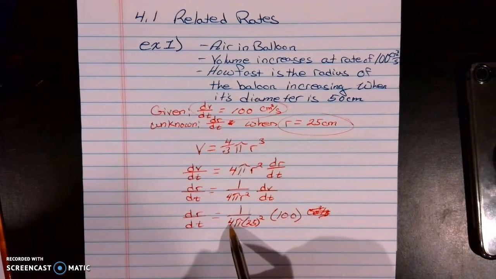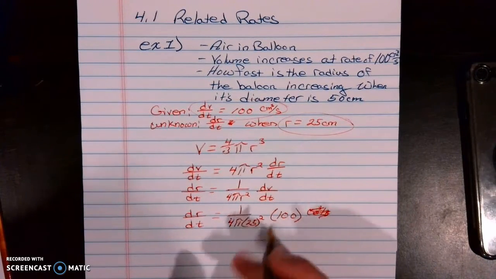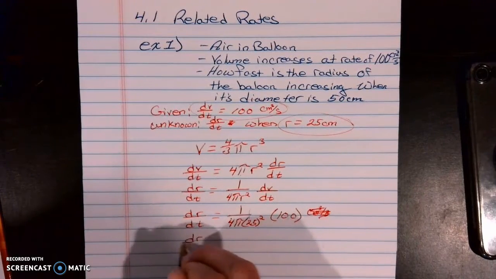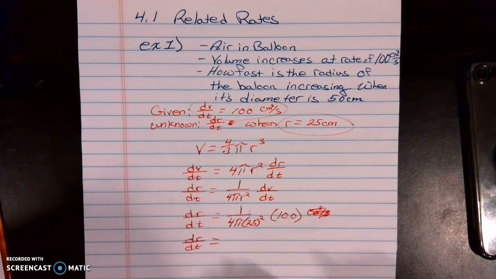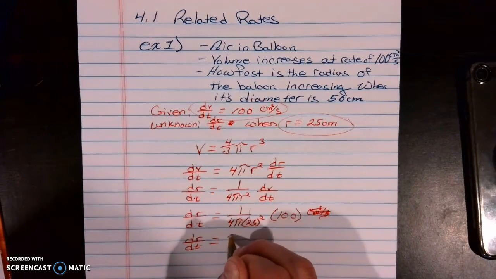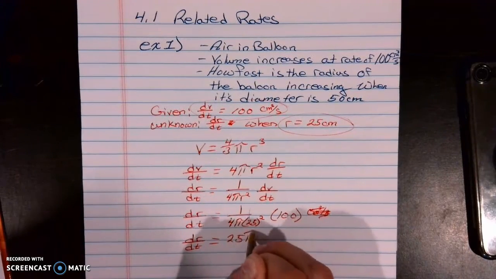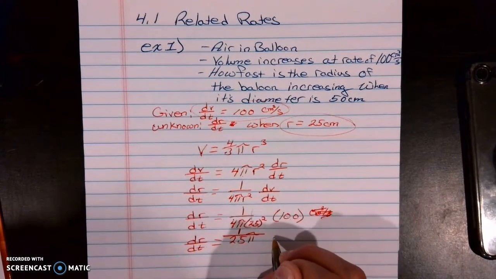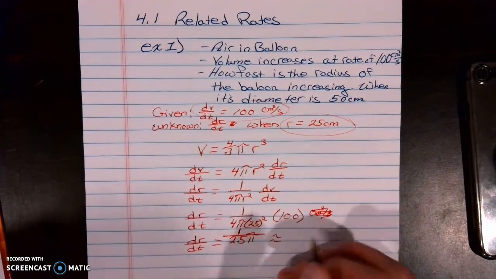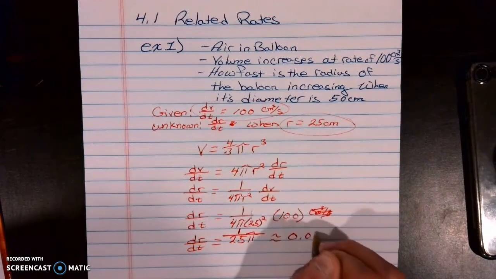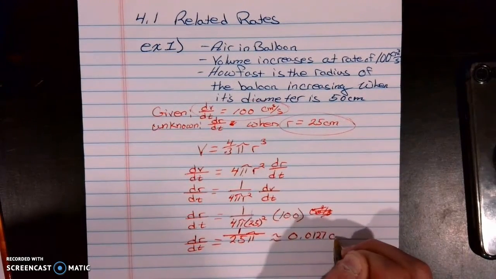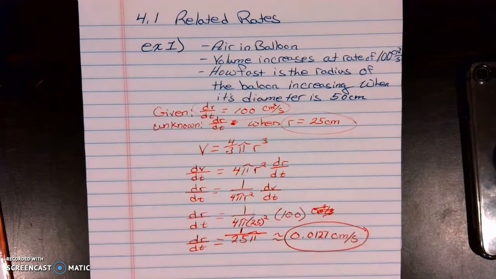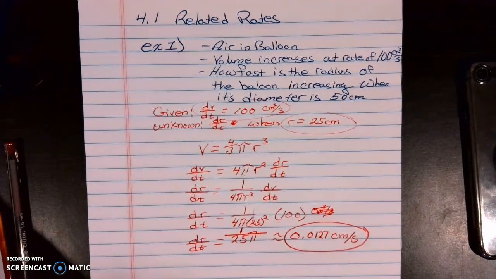At this point I'm going to multiply, and when I multiply, 100 divided by 4 is 25. I'm going to divide a 25 out, and what I really get here is dr/dt equals 1 over 25 pi. And if I calculate this, I'm going to get 0.0127 centimeters per second. Related rate problem number 1.